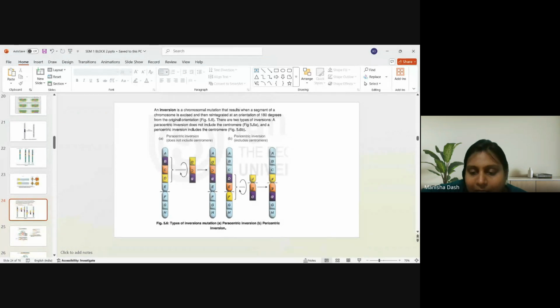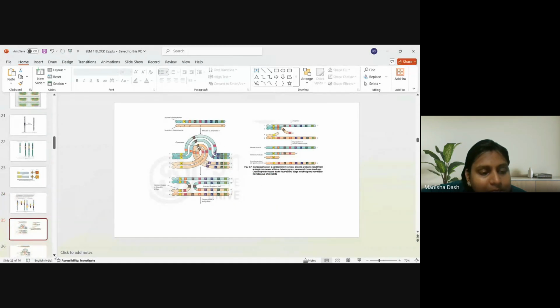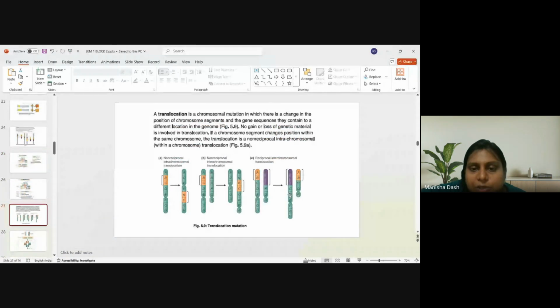Then next we have, okay, this we will come to a bit later. First, let's finish the types. So the next type we have is translocation.